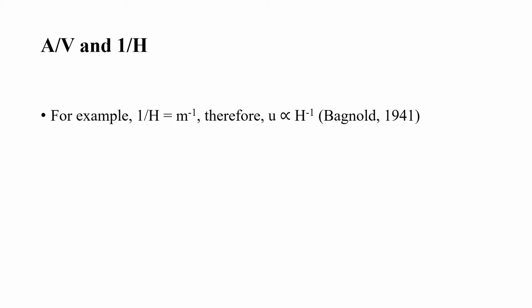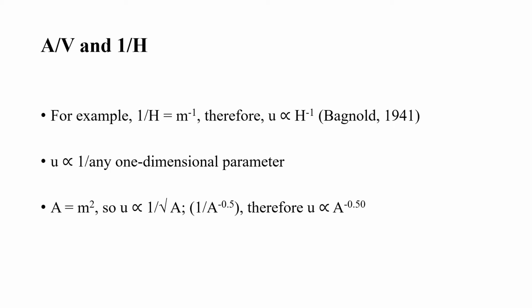And basically every parameter that is related to the size of the dune that has the unit of m to the power -1 will have a linear relationship with the migration rate. So you don't necessarily need 1 over height. You can use 1 over length, 1 over width, 1 over any one-dimensional parameter that's related to the dune that has the same unit as surface to volume ratio. So it will have a linear relationship with the migration rate.